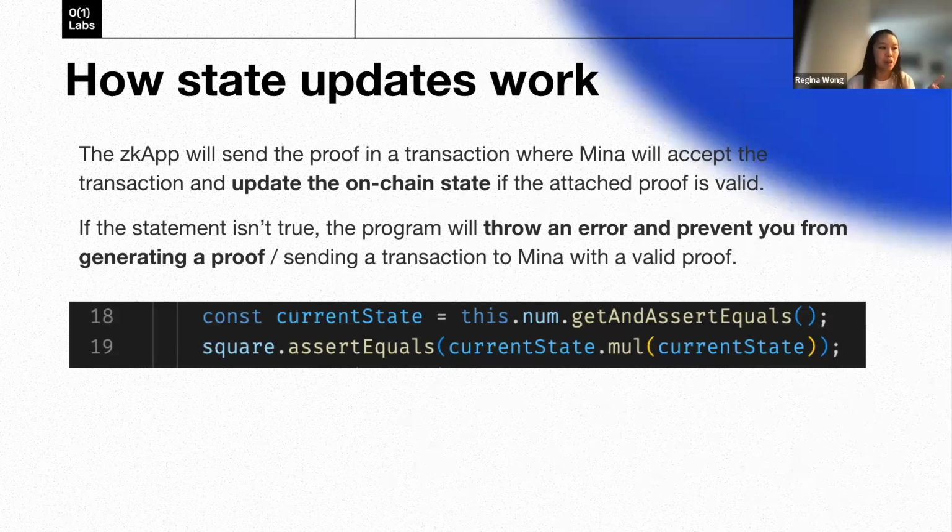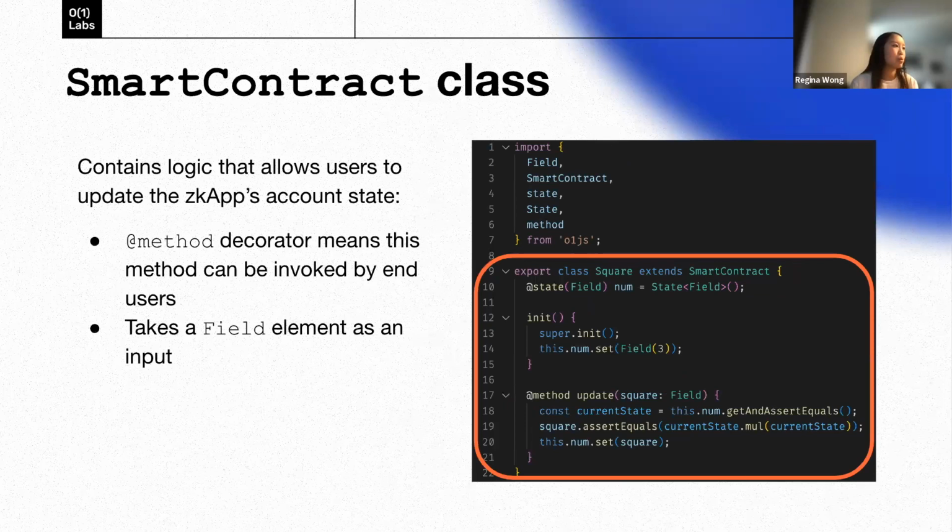So a couple of slides back, that's what was going on here in the smart contract class. We are using a few assertion methods over here to make sure that everything is working properly and make sure that only the square of the number can cause the on-chain state to change.